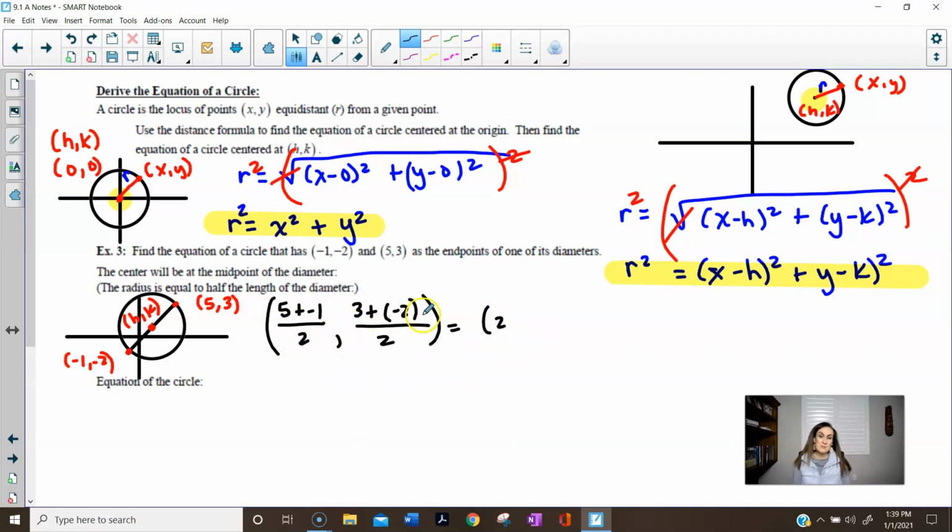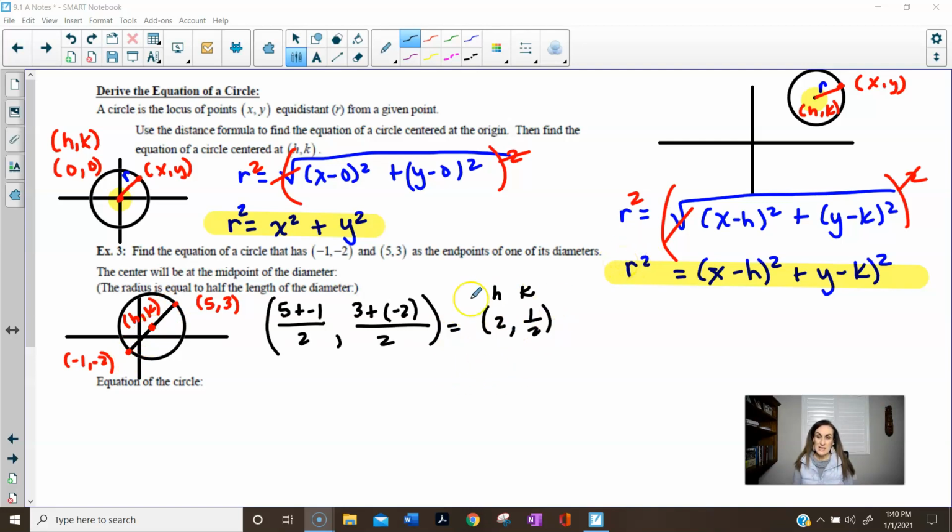And 3 plus -2 is 1. And 1 divided by 2 is 1/2. So now that I have found the midpoint, which is the HK, the center of the circle, I need to find this. Now I can find the distance of the diameter, and then I could cut it in half, and that would be the radius, because I'm looking for the radius.